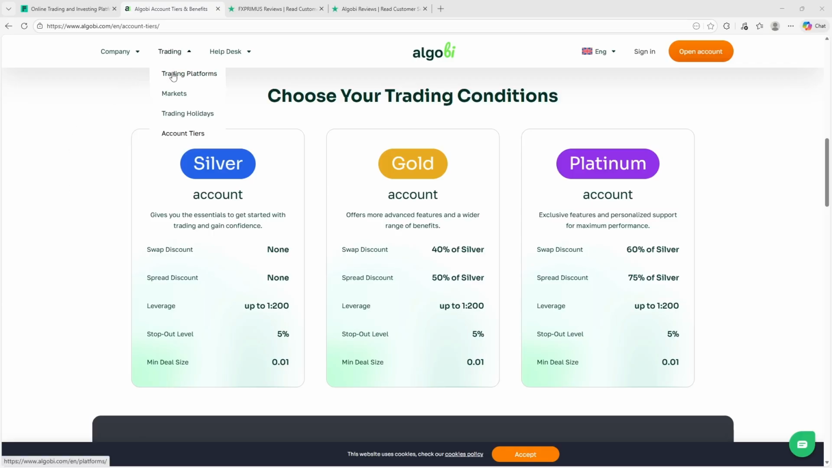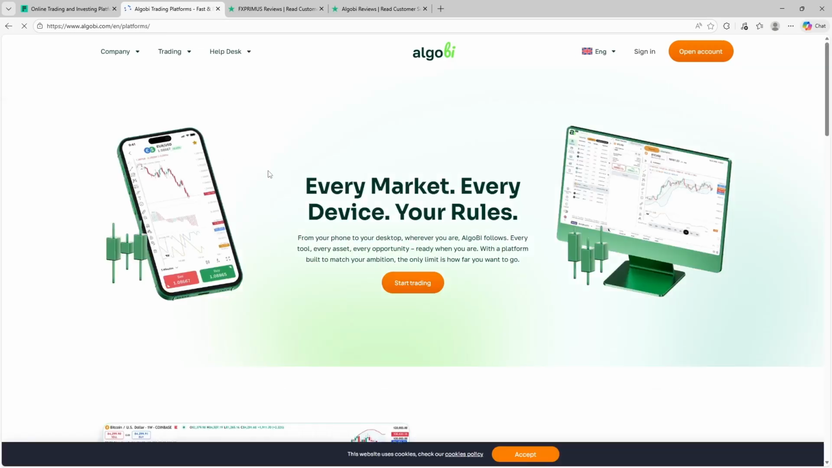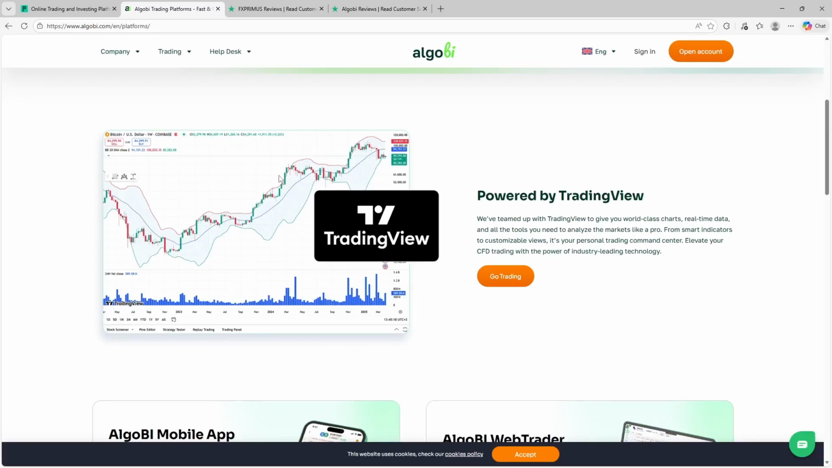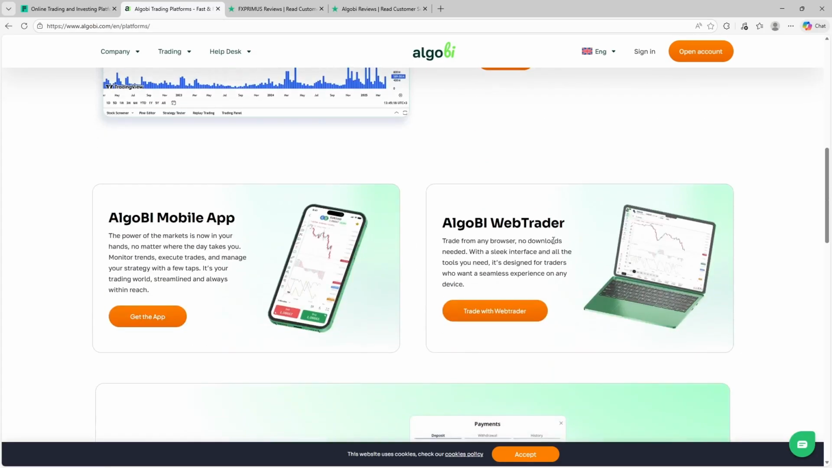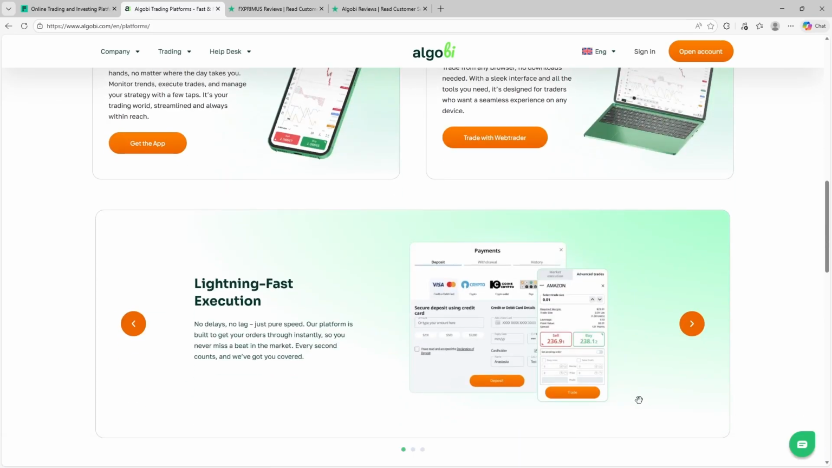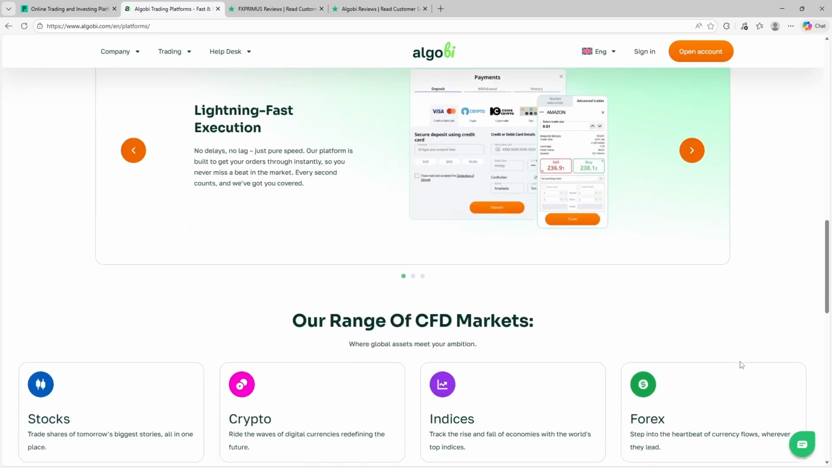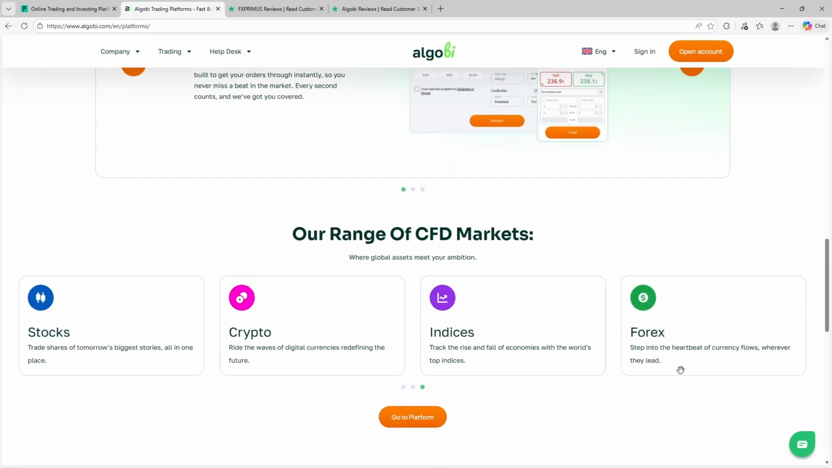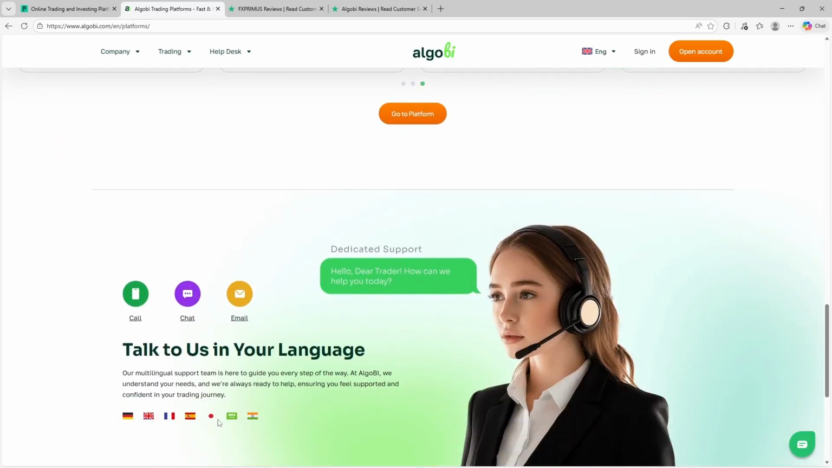The platform emphasizes a clean interface, straightforward order placement, and CFD trading across key asset classes, including Forex, indices, commodities, and selected cryptocurrencies. Tools are designed to simplify execution rather than overwhelm traders with institutional-grade complexity.